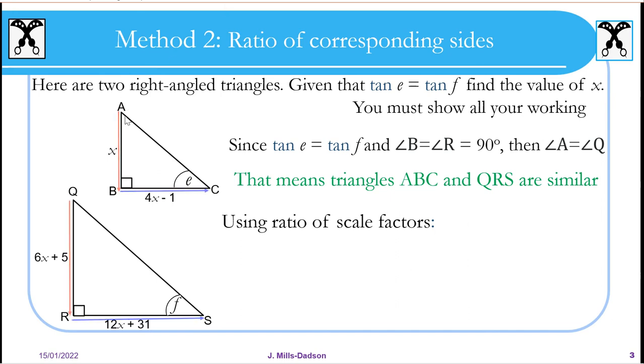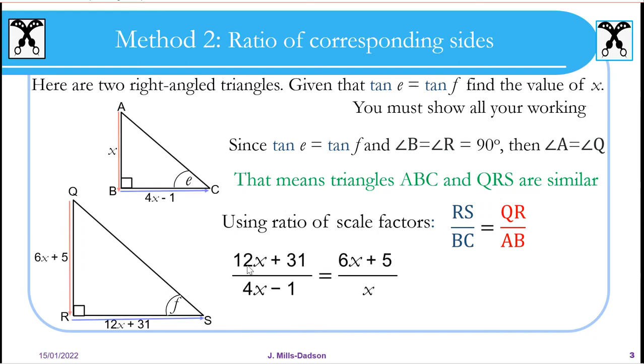If you start from this end for one scale factor, you must also start from this end. So we have RS. In my case, I want to start with RS first. So RS equals to BC, then QR equals to AB, the same way.